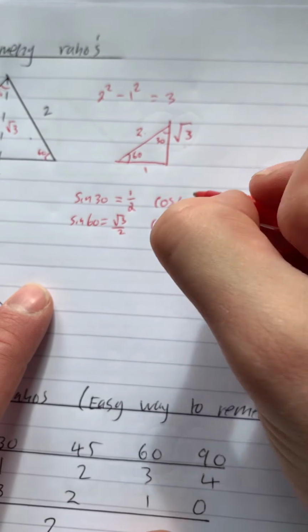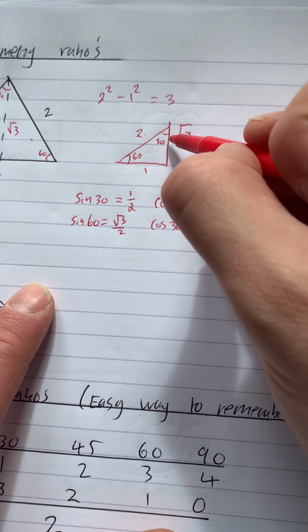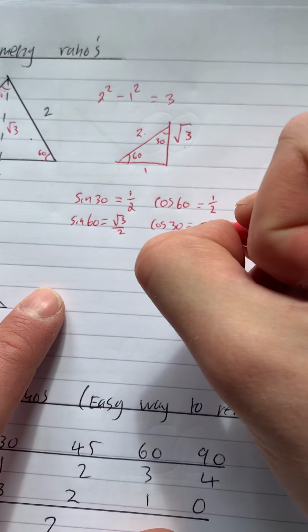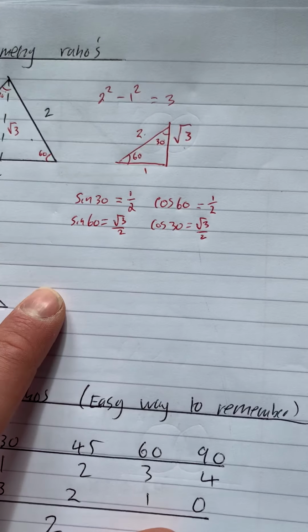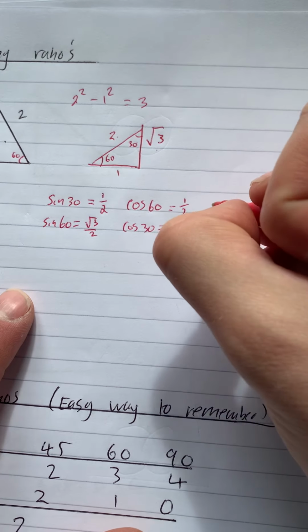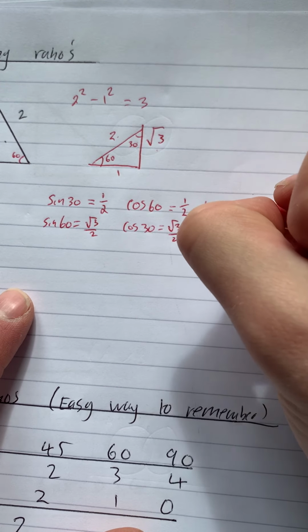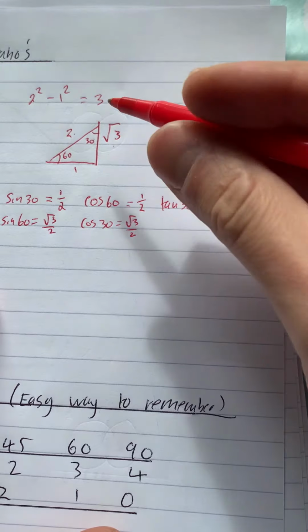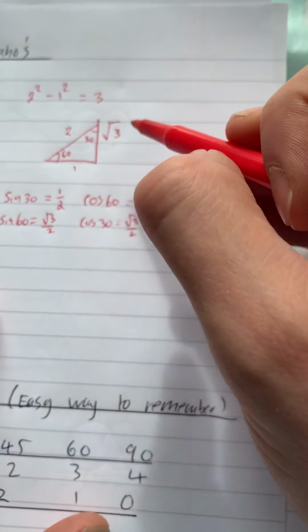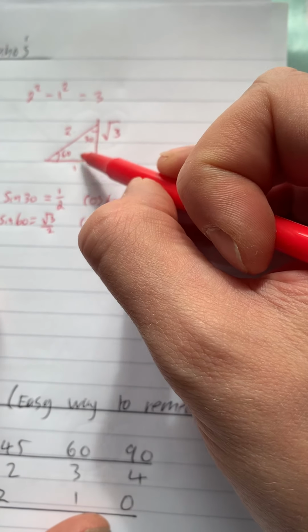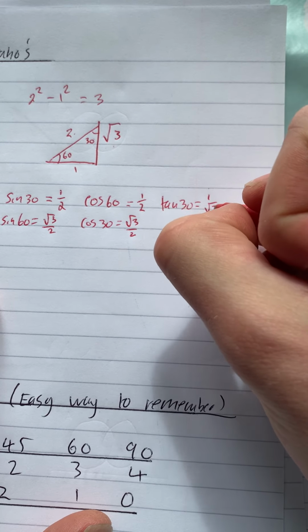Cos 30 is the adjacent over the hypotenuse, so that's also root 3 over 2. Now if I wanted tan 30, tan is the opposite over the adjacent, so it'd be 1 over root 3.